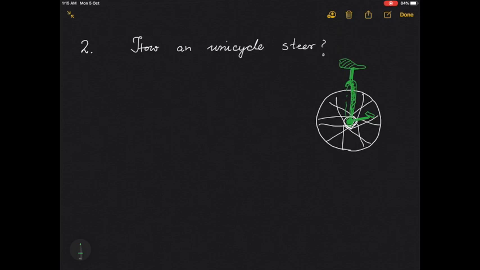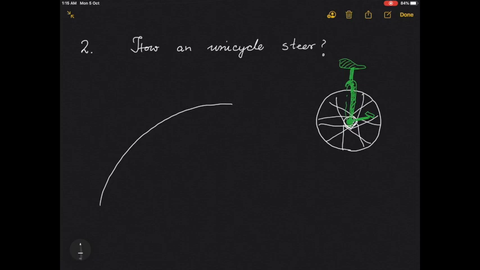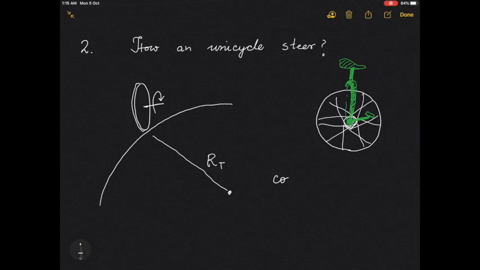Okay. Now the question is the following. This cycle is turning in a circular arc of radius RT, the turning radius, so that's why I call it RT. This is the origin. So it's going around this, which means if I look at the instantaneous position of the wheel, it looks something like that. The wheel has a spin, and the spin is constant in the arc. The magnitude of the spin is constant.